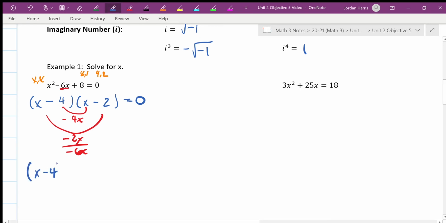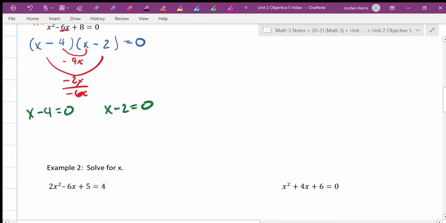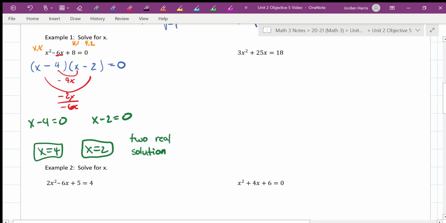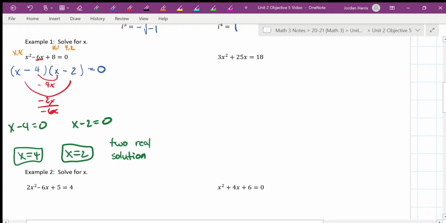So I'm going to solve this one by factoring, using the zero product property. x minus 4 equals 0, and x minus 2 equals 0. I just solve. Add 4 to both sides, so I get x equals 4. Add 2 to both sides, x equals 2. Done. Two real solutions. By the way, some of your problems ask how many real, how many imaginary, how many total solutions. So that would be 2 real solutions. There are no i's. The only time it's not real is if it has an i.